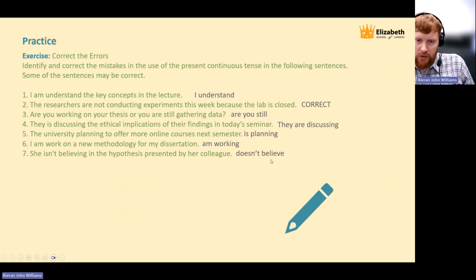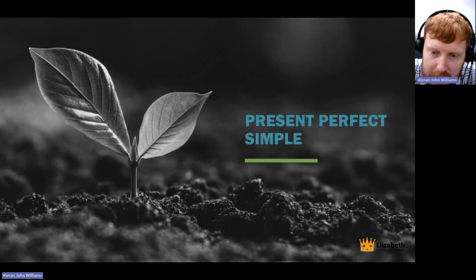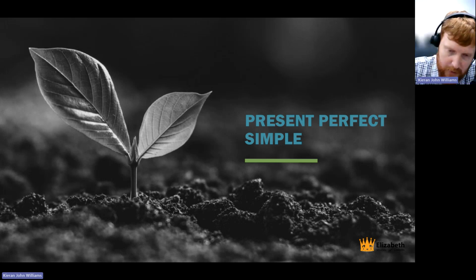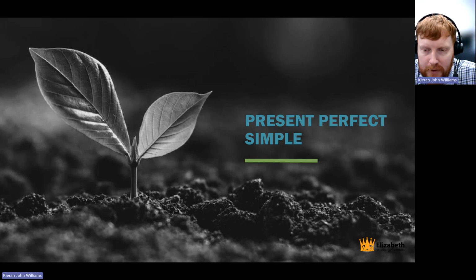Okay, so we're doing quite well here. We're making very good progress. Okay, so we shall move on if we have no further questions. On to present perfect simple. Okay, so this is where it starts to get more difficult. This is where we often get problems with the use of present perfect simple. So hopefully, after we've looked at this, we will have a better understanding of how we use present perfect simple.